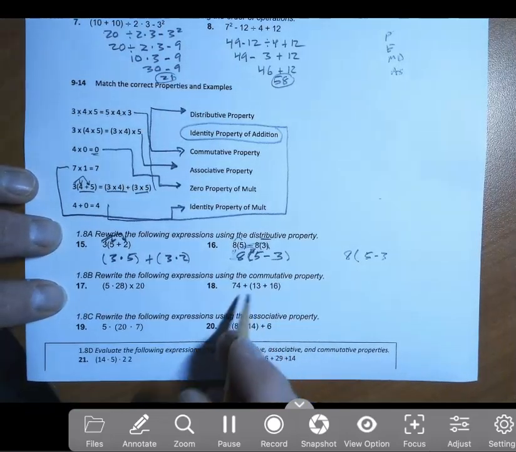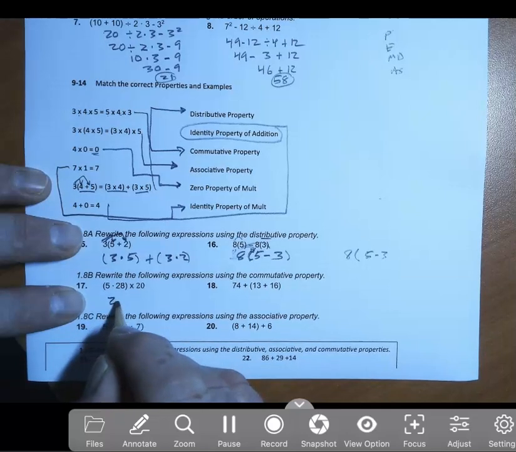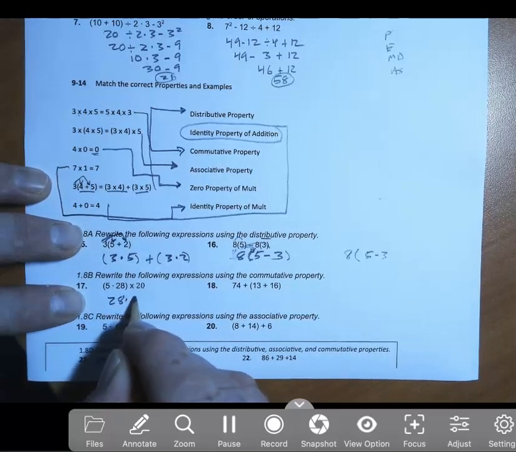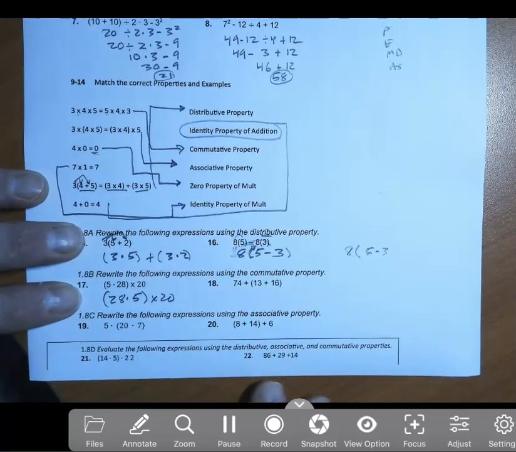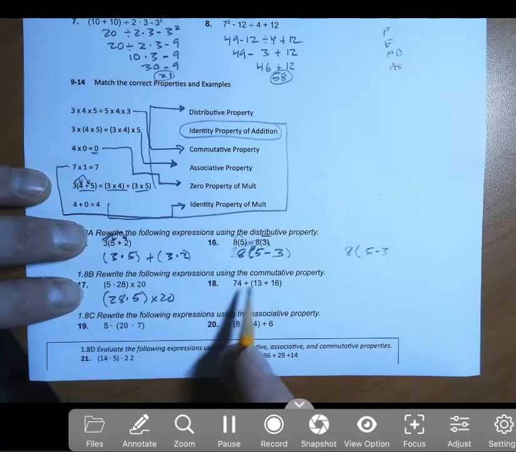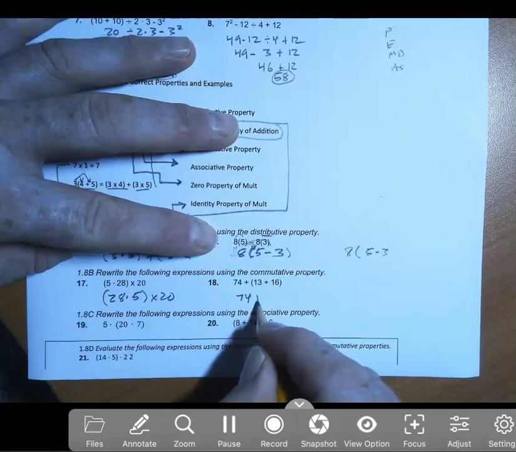Okay, I'll rewrite the following expressions using the commutative property. Commutative property is just moving the numbers around, so I'm just going to flip these guys. And I could have moved the 20 out front too. It doesn't really matter. I notice I didn't move the brackets. Again, commutative property, I'm just going to flip these.